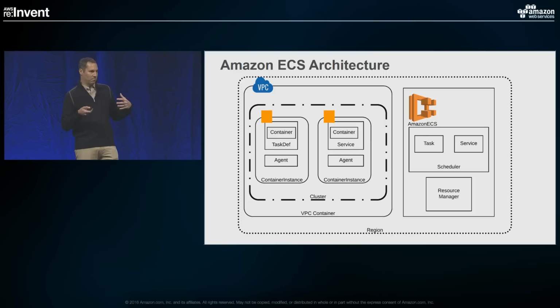So really, it's EC2 and VPC, right? All the stuff you're already used to using. And all the same characteristics of availability and multi-AZ and all of that apply.